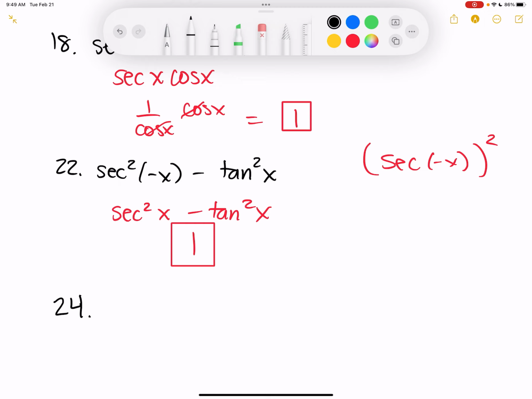These ones say to simplify the expression to either a constant or a basic trig function. Support your result graphically. No. So we're just gonna simplify. Lovely. All right, so 24, 1 plus tangent of x all over 1 plus cotangent of x.